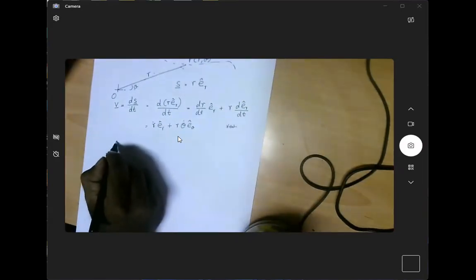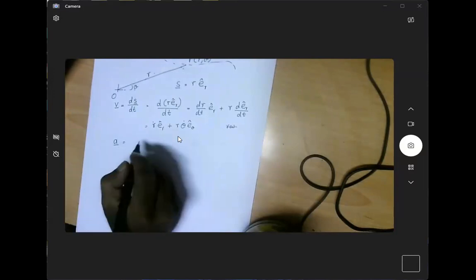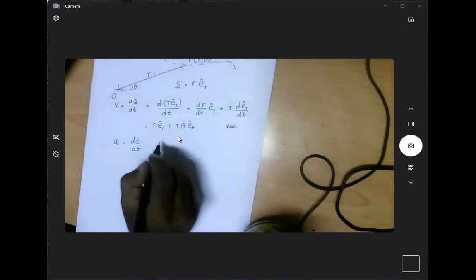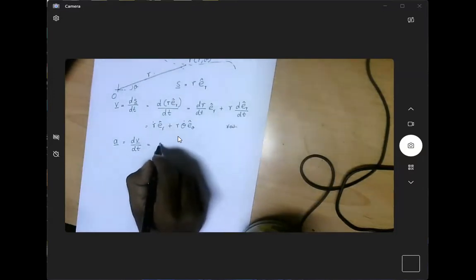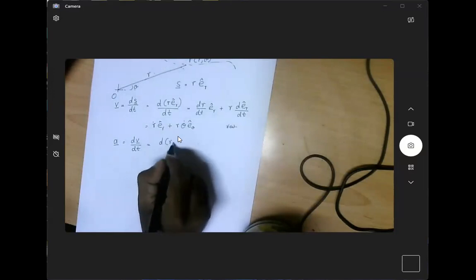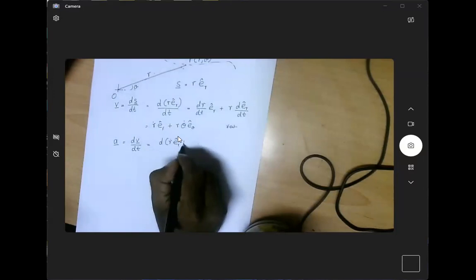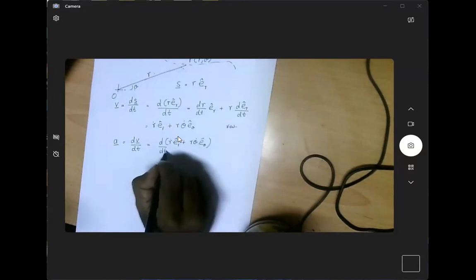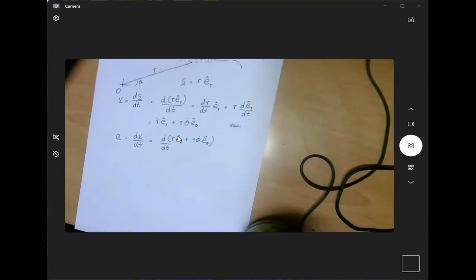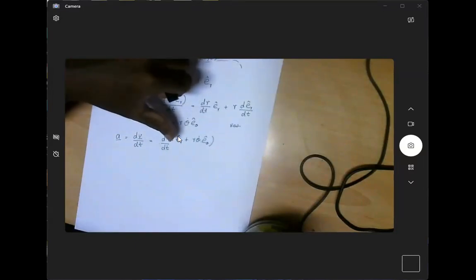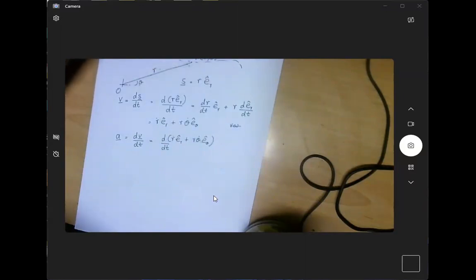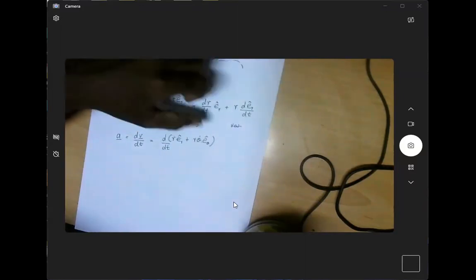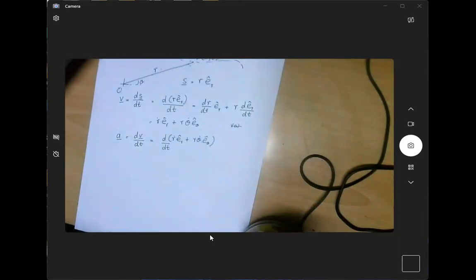Then the next part, we need to find the acceleration. So acceleration is dv over dt, and that means d over dt of r dot er plus r theta dot e theta. Now carefully expand this. Remember, all of these quantities do vary with time. r, er, theta, all are time dependent variables.